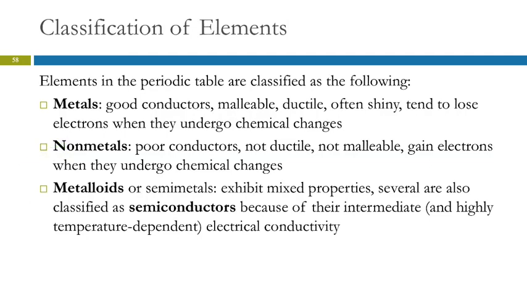And then the metalloids, or semi-metals, are in between. They're kind of like the metals and kind of like the nonmetals. So they're intermediate. They are often referred to as semiconductors because they do conduct electricity and heat, but not very well. They're semi. What's really useful about semiconductors is their electrical conductivity is highly dependent on temperature. And so they're very useful in making electronic devices because you can make very tiny switches out of them.